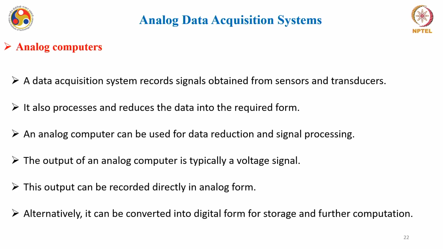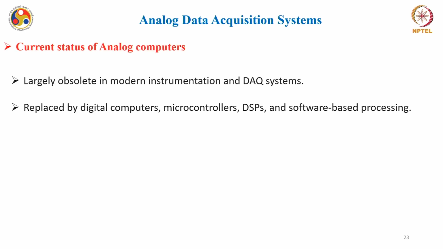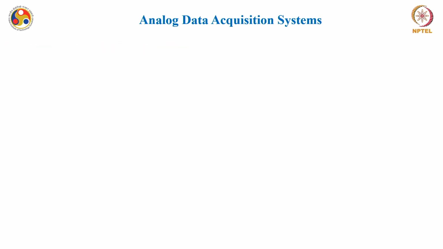The output of analog computers is typically a voltage signal, and this output can be recorded directly in analog form. Alternatively, which is what is done right now, it can be converted into digital form for storage and further computation. Largely, these systems are obsolete in modern instrumentation, and they are replaced by digital computers, microcontrollers, DSPs, and software based processing systems.